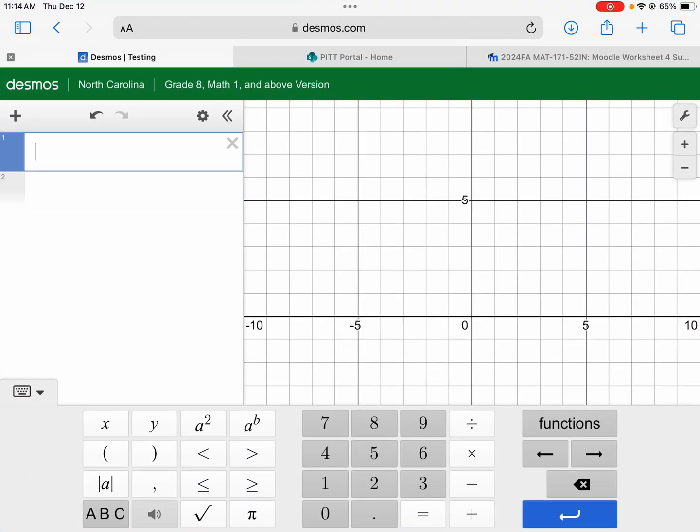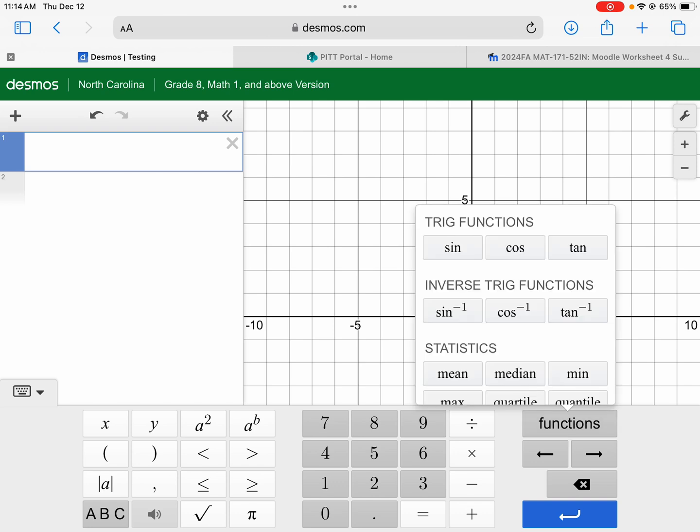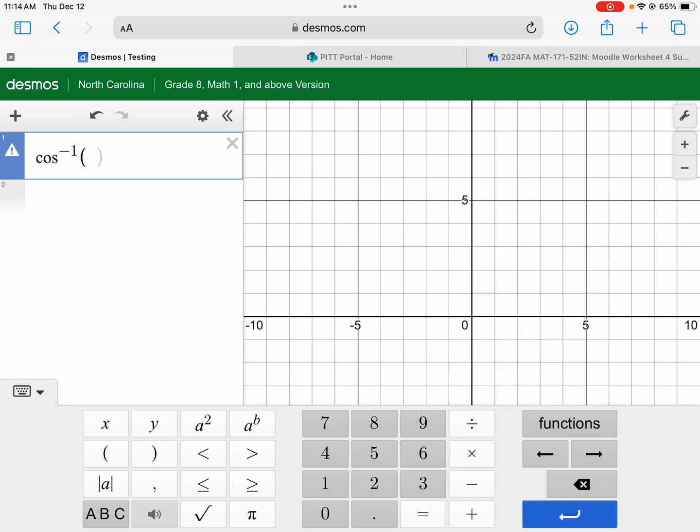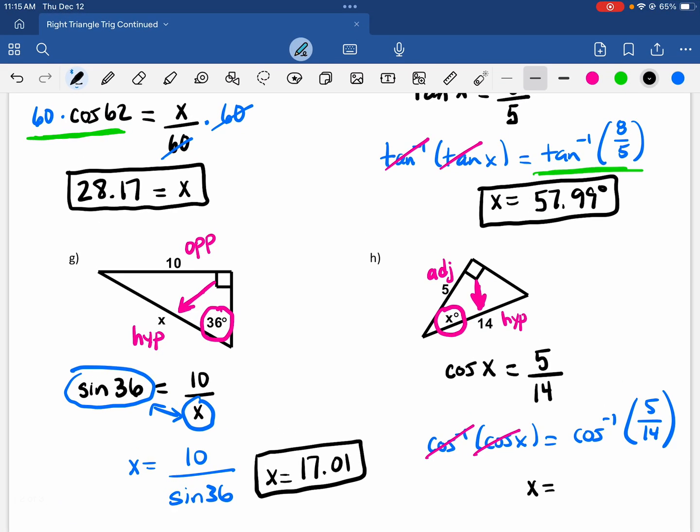I'm going to go to Desmos. Go under that functions menu. Select cosine, 5 divided by 14. Go to that second decimal, it's a 7. I look behind it, I see a 5. That 5 is going to round up that 7 to an 8. So 69.08, right? And that is degrees because again, X was our angle this time.